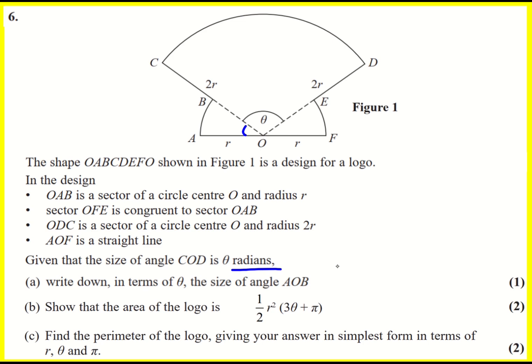So therefore, we'll have pi minus theta. That will be these two angles here. But because they're the same, because we're told they're congruent, we can then just divide by 2. We can leave our answer like that, or maybe write it as a half pi minus theta.